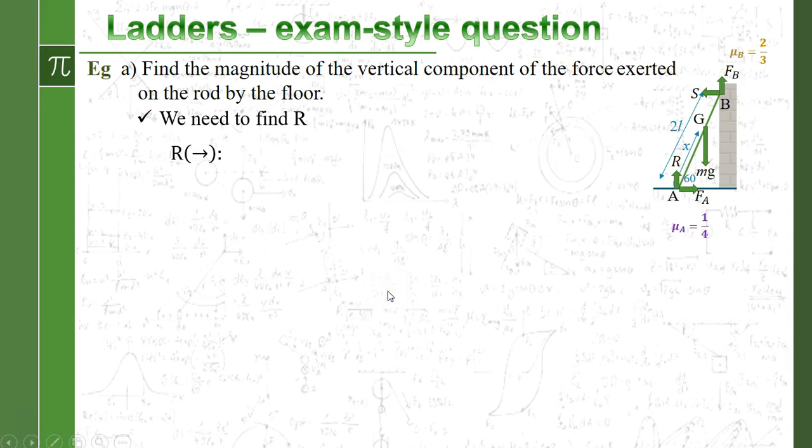So here goes my horizontal forces. So we've got friction at A equals S. That's straightforward. And then my vertical forces, we've got R plus FB, they're the ones going up, the friction at B, equals the mass, mg, which is going down. Okay, and we're going to need to find R.